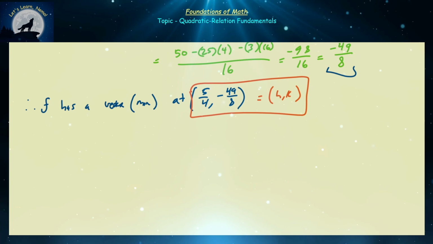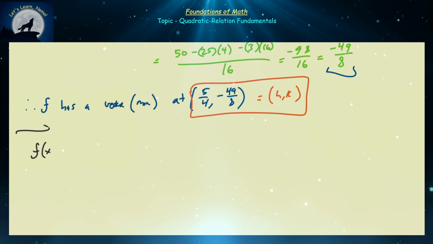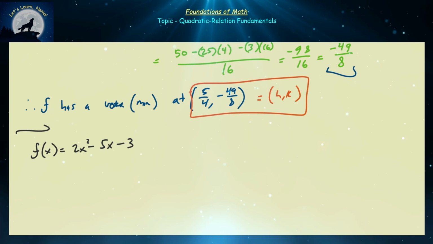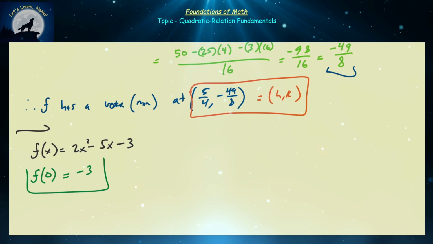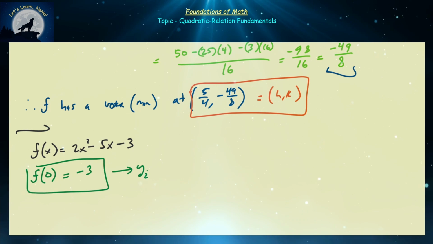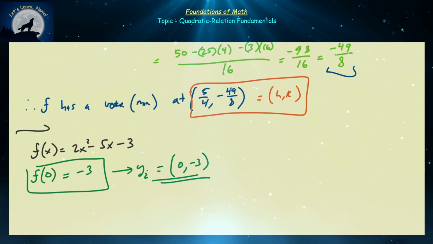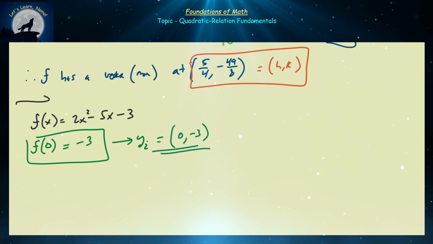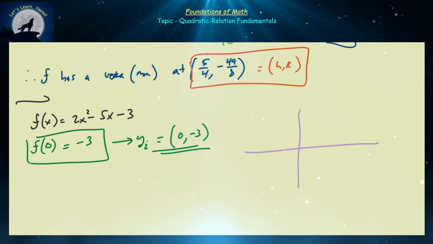Let's go ahead and see if we can sketch this function out. So again, let's bring back our function. f of x is equal to 2x squared minus 5x minus 3. If you find f of 0, we can clearly see that f of 0 will be equal to minus 3. So that means the y-intercept will be equal to 0, minus 3. So we can include that inside of our sketch. So once we sketch this out, let's put our 0, minus 3 right there. Our 5/4, which will be located there.